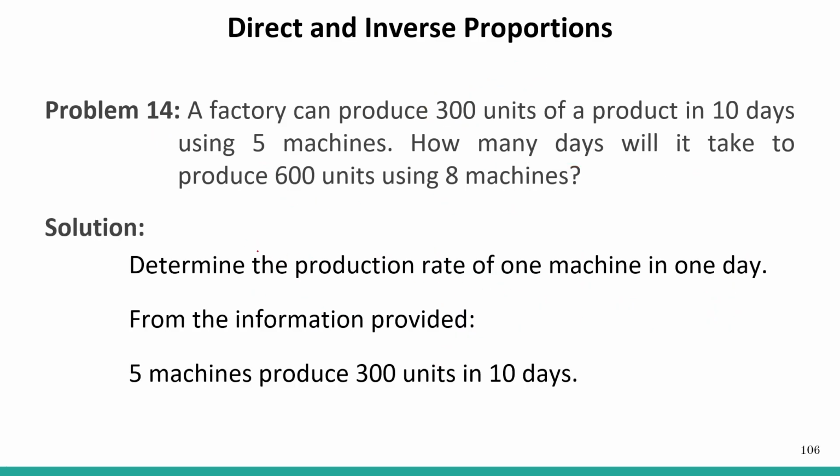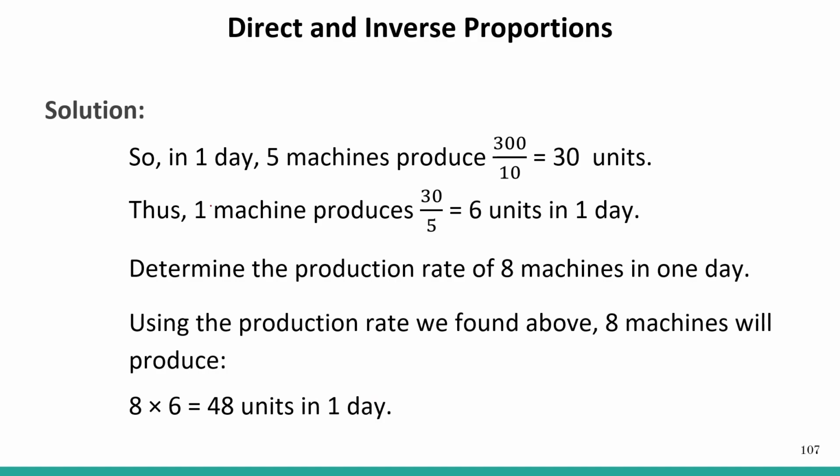So let's see. Determining the production rate of one machine in 1 day. From the information provided, 5 machines produce 300 units in 10 days. So in 1 day 5 machines will produce 30 units. This is crystal clear because 300 by 10 is equal to 30, because 10 into 30 is equal to 300. So one machine produces 30 by 5 is equal to 6 units in 1 day, right?